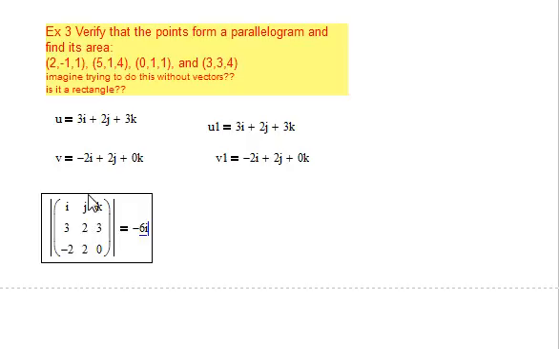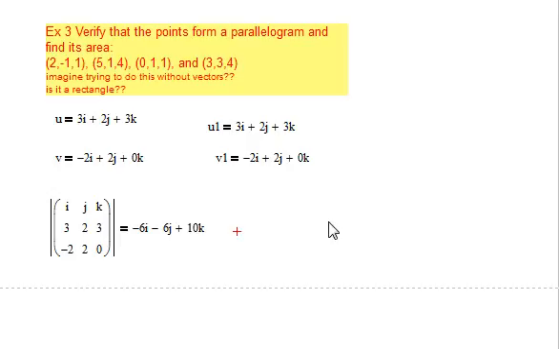0 minus 6, okay? Minus j times 0 minus positive 6, so wow, that winds up being minus 6j. And then k times 6 plus 4, 6 minus negative 4 if you want, so plus 10k. So that is the cross product of the two vectors.